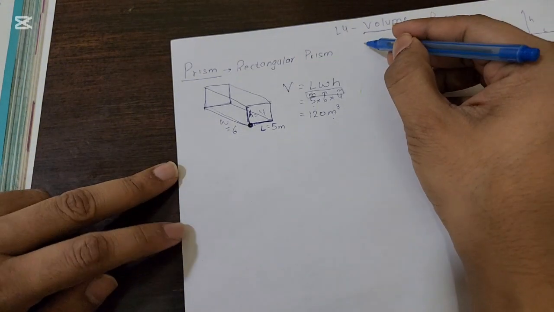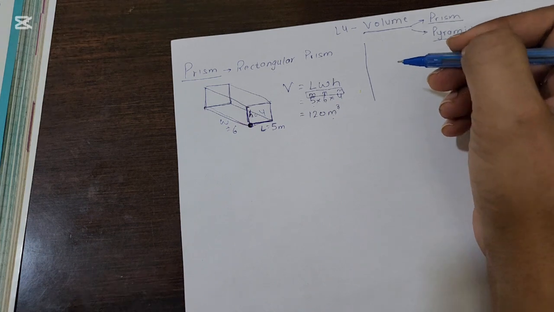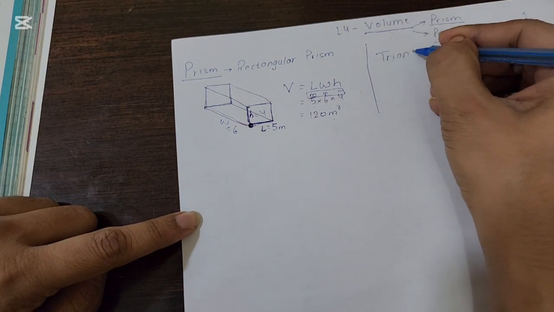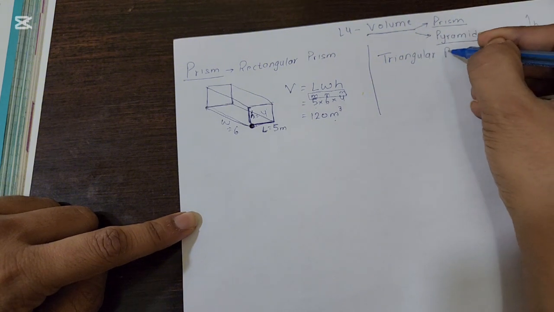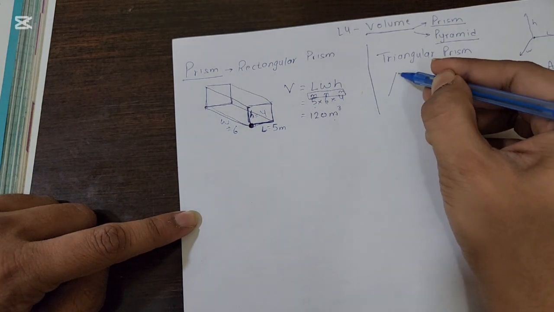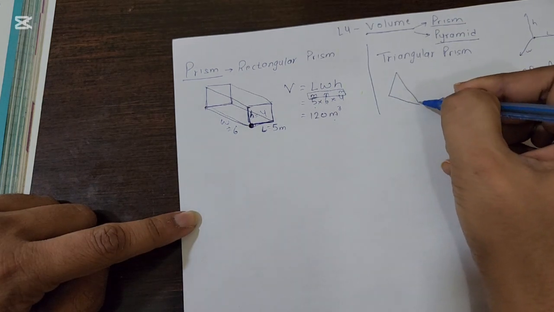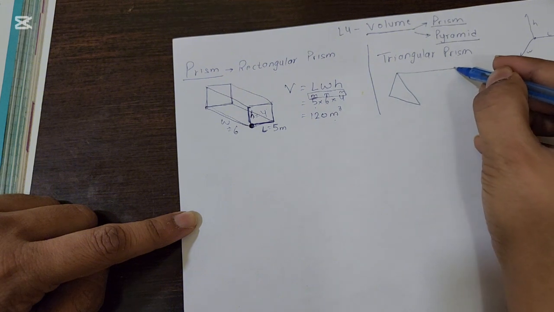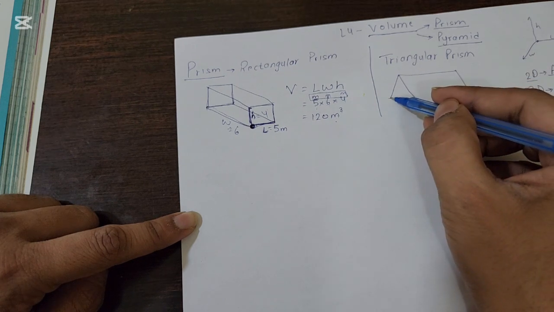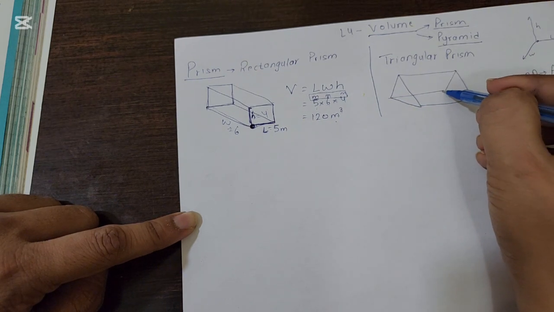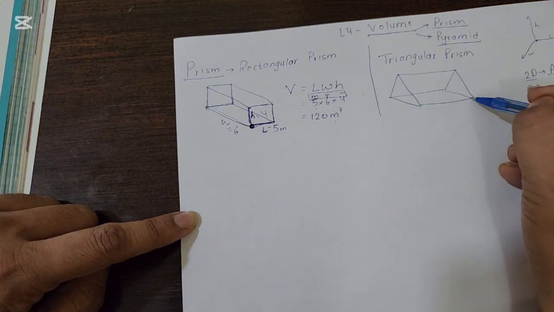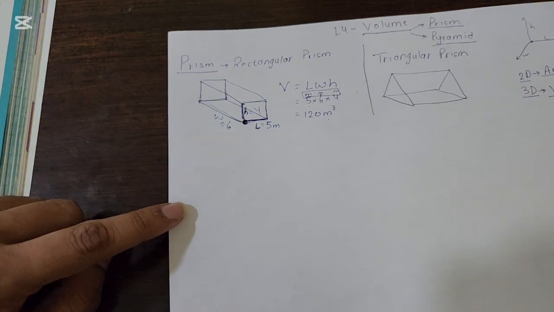That was the rectangular prism. The second one is the triangular prism. Now what is a triangular prism? In a triangular prism, the front and back look like a triangle. Okay, my drawing is not that good, so please spare me. This looks like a triangular prism, right? See, the front is a triangle and the back is also a triangle. Simple, right?